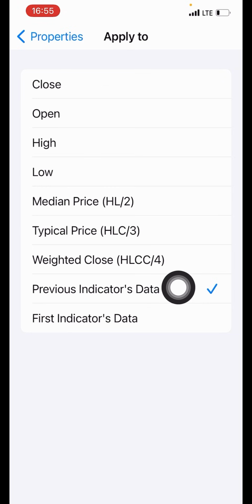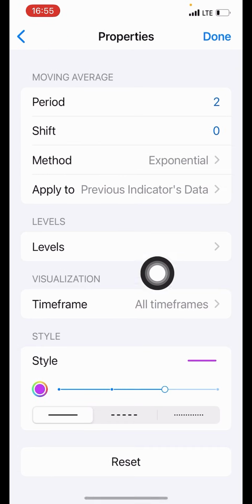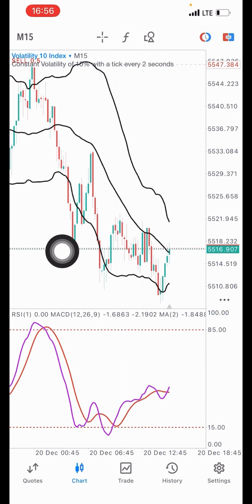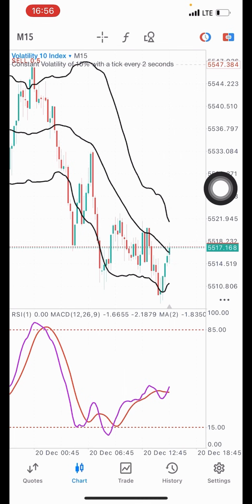The second to the last one here. Then the level, you leave it as it is. Time frame is all time frames. The style, you make it color blue, 3 pixel, and you click on done. So once you have set everything correctly as I've just explained, you are going to have a screen like this. You are going to have this on your chart also. So that's that about that.